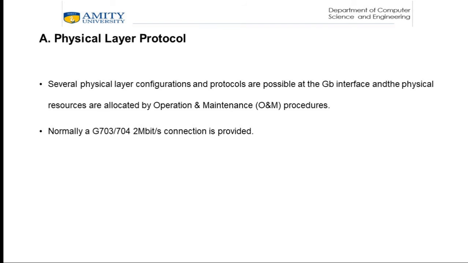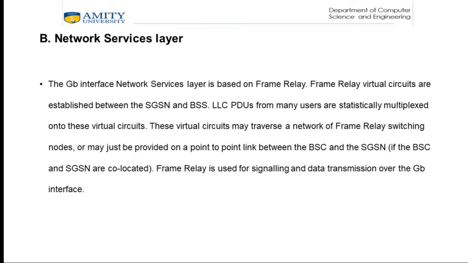Next, we have the network service layer. What it does: the Gb interface network service layer is based on frame relay. Frame relay virtual circuits are established between the SGSN and the BSS. The LLC PDUs from many users are statistically multiplexed into these virtual circuits.